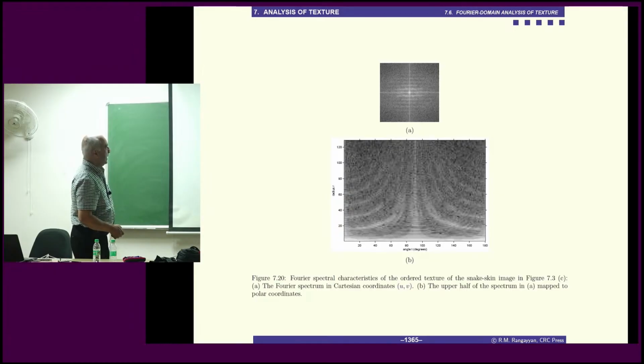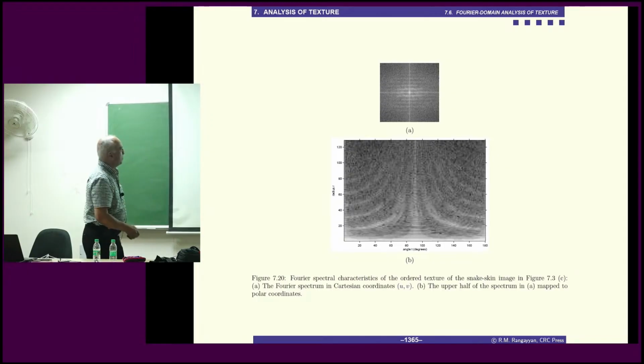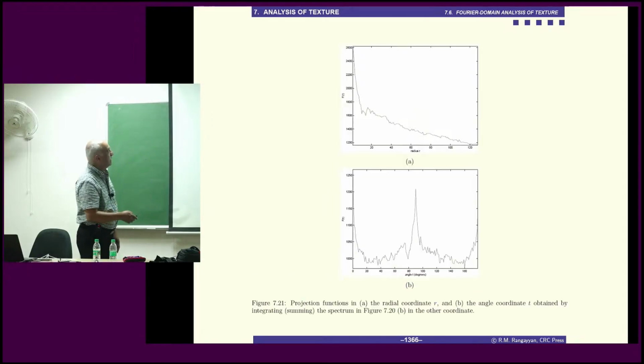This is of the snake skin, the cobra. You see some patterns here that are repeating. I don't see impulses as such, but there is a repeating pattern here. In polar coordinates we get that. In the marginals I was hoping to see more repetition, but it did not work in this case.